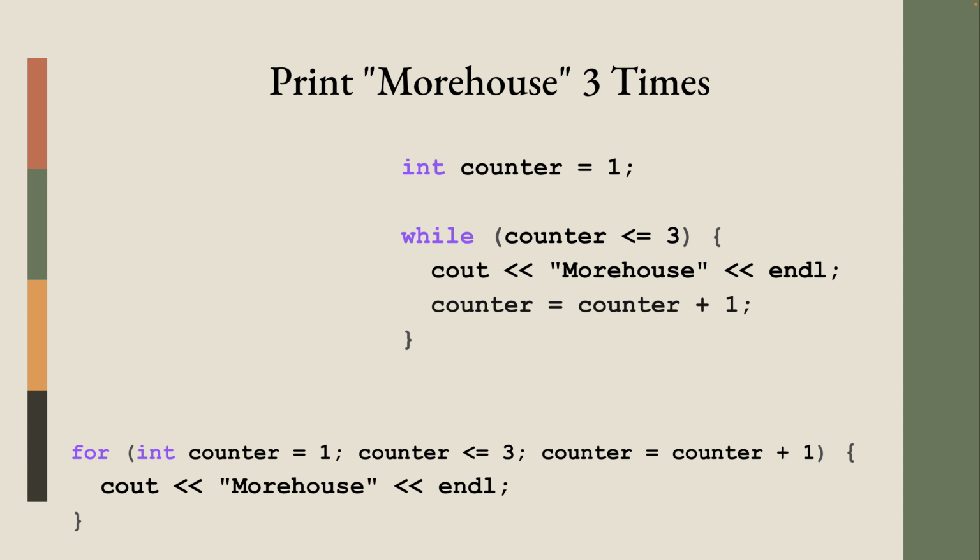Wait, so for is just a short version to write the code? So generally we use for loops if we know exactly how many times a loop is going to run. So what we call the counting loop. While loops are used usually just for validation problems.